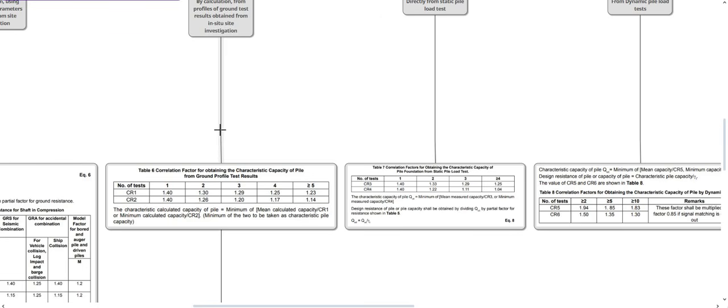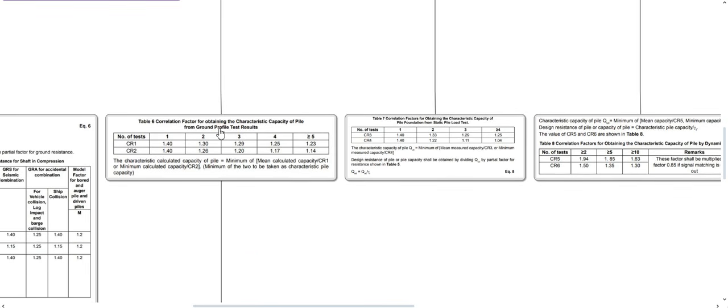The higher the number of tests that we are doing, the more it increases the confidence in the value that we have from the site testing. So for example, if we have done only one test, the factor CR1 is 1.4, where CR1 is the correlation factor 1 and CR2 is the correlation factor 2. Similarly, as we increase the number of tests to greater than or equal to 5, the correlation factors reduce to 1.23 and 1.14.